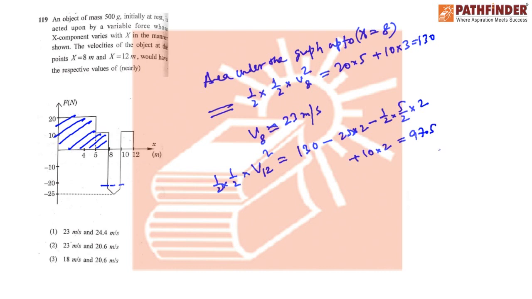I have already done the calculation, that's why I am telling you so rapidly. Don't think that I am doing it in an instant. So v12 is equal to 20.0 meter per second. So our correct option is option number 2 here. Okay, now we are going to our next problem.